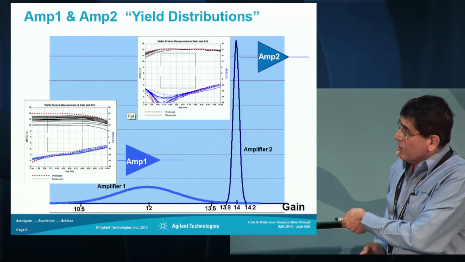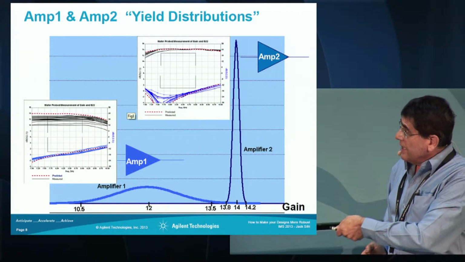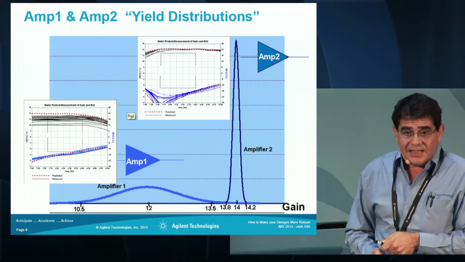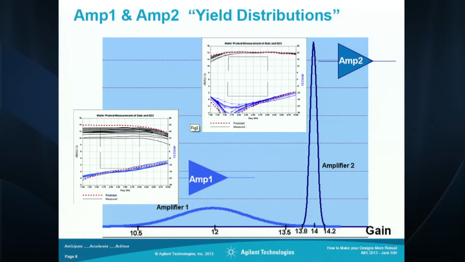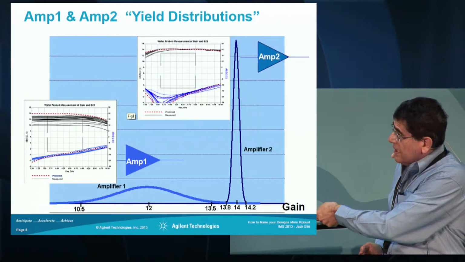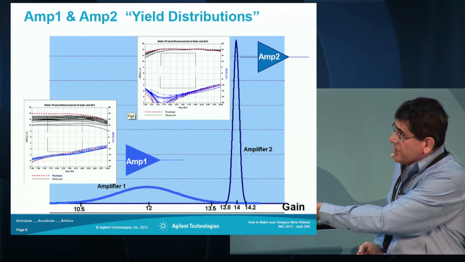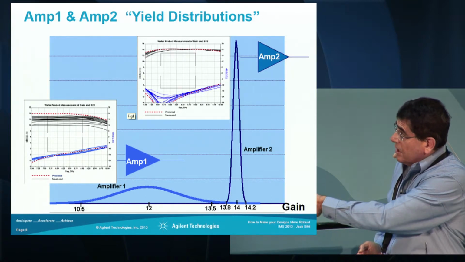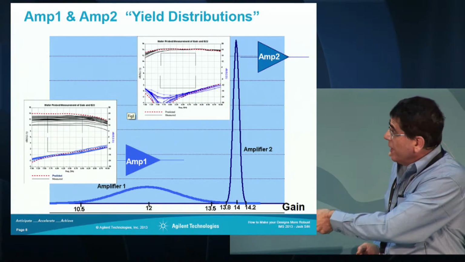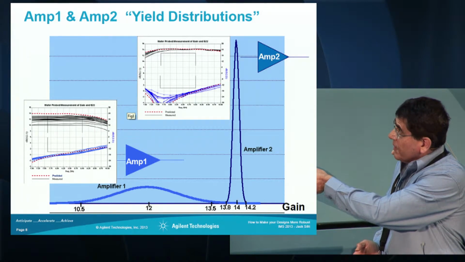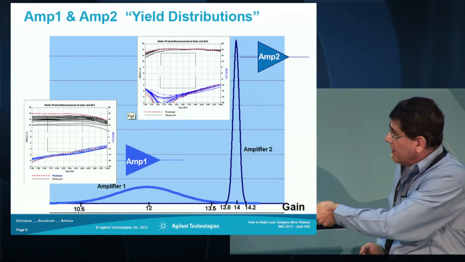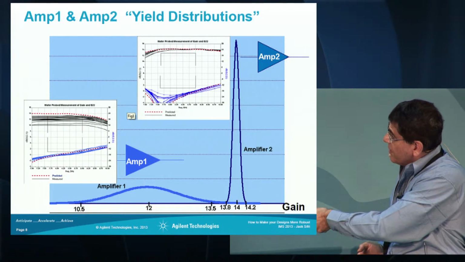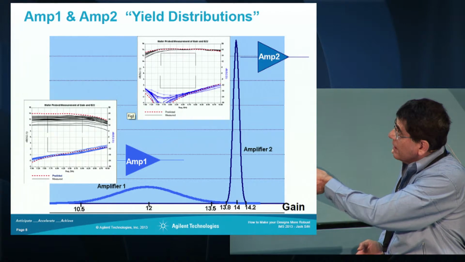That amplifier I showed you first, if I plot the gain on the x-axis and how many met the specs, notice that the first one, the standard design techniques, has a big, wide variation. The gain ranges from 10 to 14 dB gain. Whereas this one, the robust design technique, is very tight. All of them are around 14 dB gain.